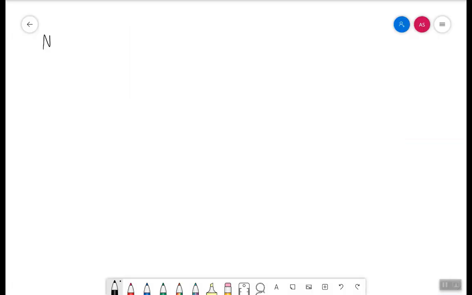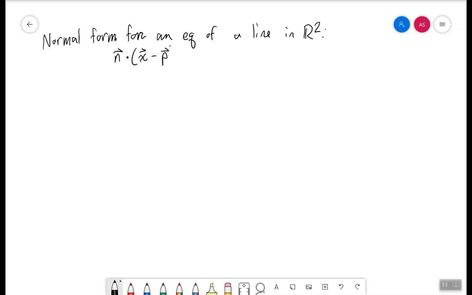We just saw the normal form for an equation of a line in R2. And we wrote it as n dotted with x minus p equals 0. And here, p is just some base point. Any point on your line will work.